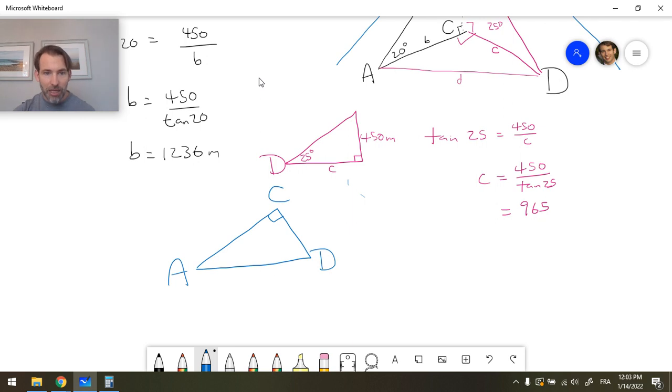I know this is B, and this is 1236 meters. I know this is 965 meters. Now I want to find side D. D is the hypotenuse. I don't need to find this angle or that angle, but using trigonometry, I could. But because I have no known angles here except for this 90-degree angle, it's going to be easier to just use Pythagorean theorem. So D squared is equal to 1236 squared plus 965 squared. Don't ask me to do those in my head.